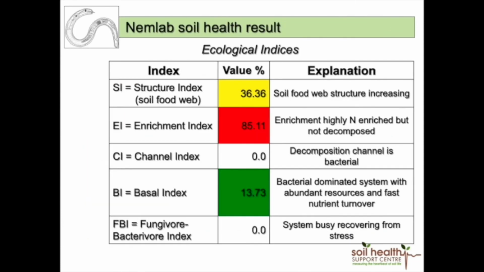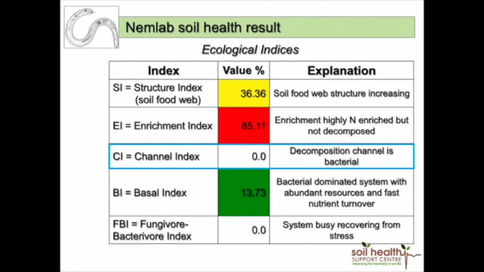Looking at the indices with this information in mind, the structure index will indicate the state of the soil food web as influenced by stress and disturbance. You're aiming for 100%, but most annual crops won't go higher than 50% due to regular disturbance. The enrichment index is a measure of the resources that are available as well as the level of decomposition. The value should fluctuate around 50%, and high values simply indicate that the nutrients have not been decomposed yet.